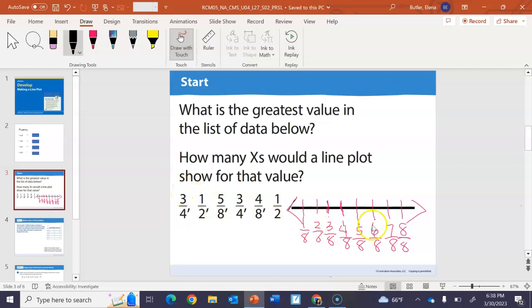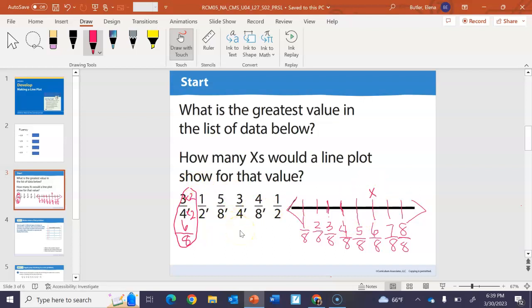3/4 could be on this line, but I don't have any fourths on my line. So I've got to make this fourth an eighth. The way that I do that is I'm going to take 4 times 2, and that's going to become 8, and 3 times 2, because whatever I do to the bottom, I do to the top. It's going to become a 6. So that is 6/8, and I have 6/8 on my graph. So I will mark 6/8 on my line graph. So 6/8 is right here.